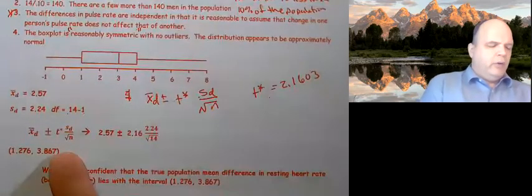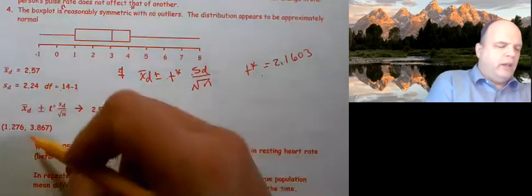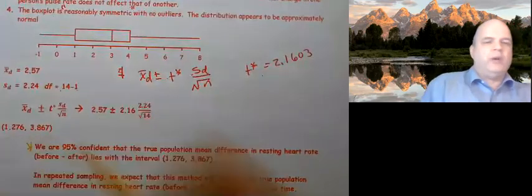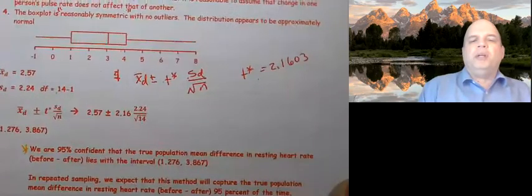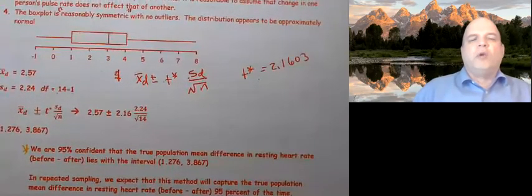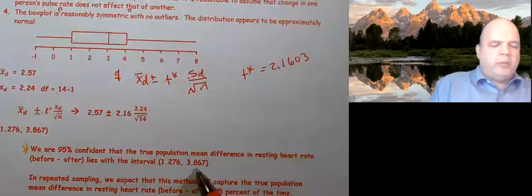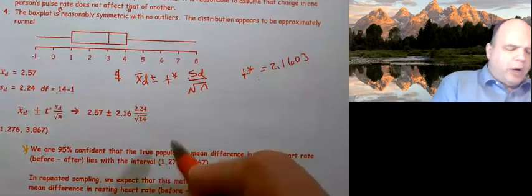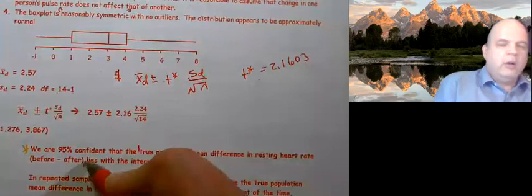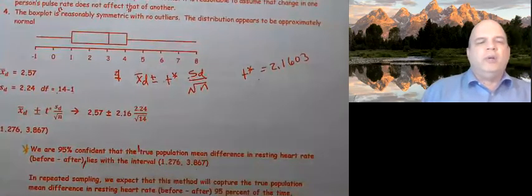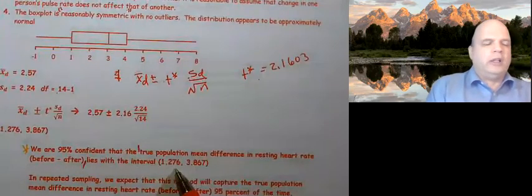So now we have our interval, and what are we? Well, we always have to have our conclusion regardless what they say. So we are 95% confident that the true population mean difference of resting heart rate before minus after lies within the interval of 1.276 and 3.867. This part right here is just the definition that we did before. Okay, this was our confidence level, and this was the interval we calculated.